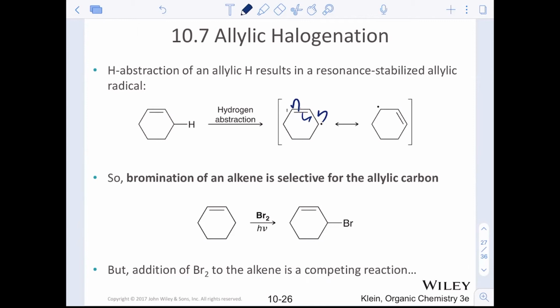Let's just label these 1, 2, and 3 for the carbon so that we can see the rearrangement there, the resonance stabilizing effect. So when we think about that allylic position, we can do bromination of that allylic position, but there's a problem. The main problem with using Br2 with heat or light at the allylic position is that we actually get another product. Let's go ahead and take a look at that product.